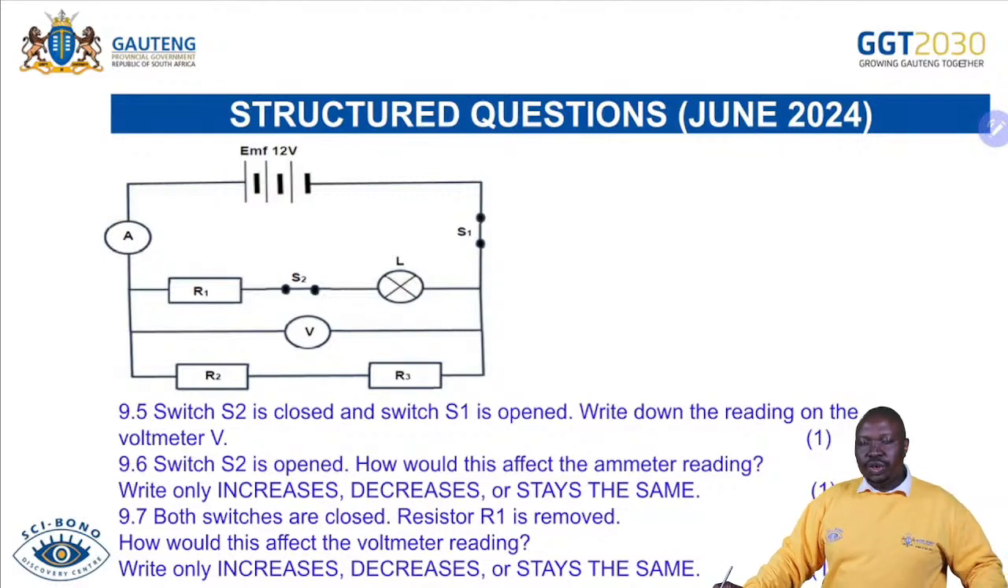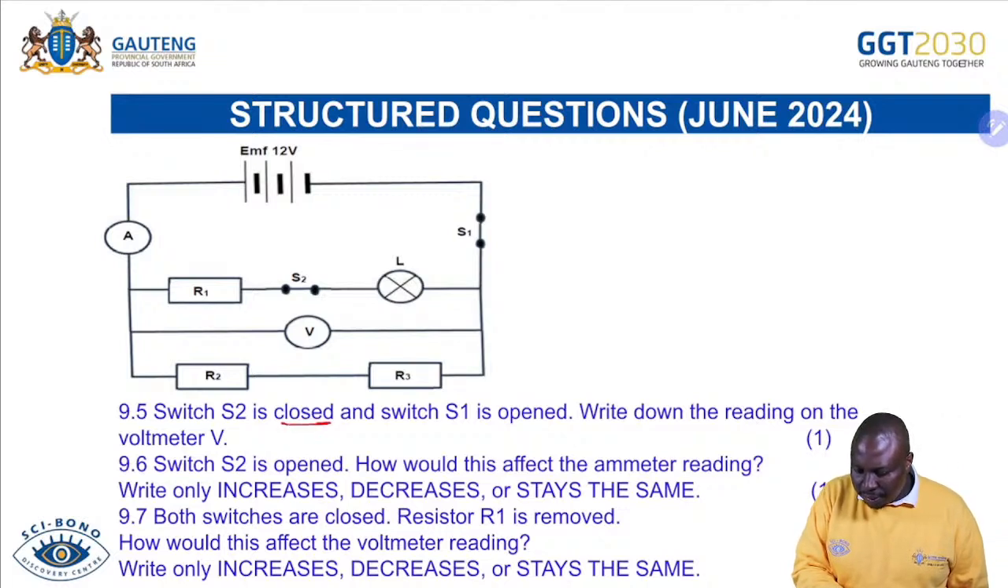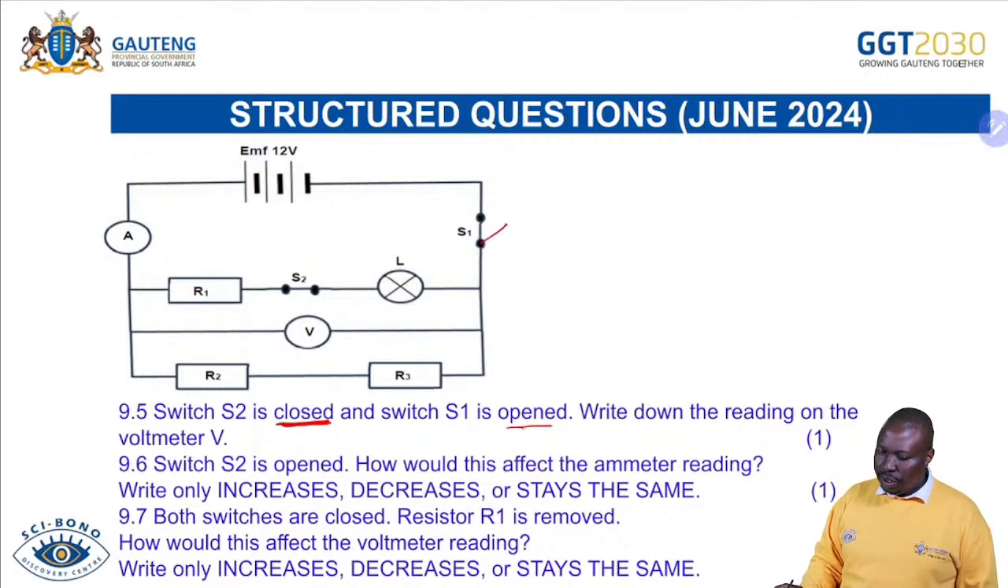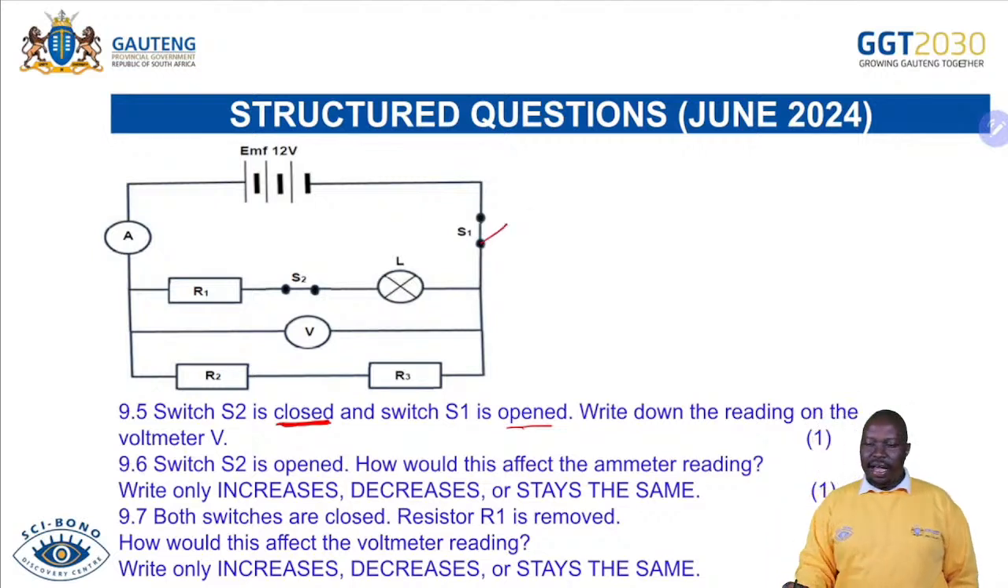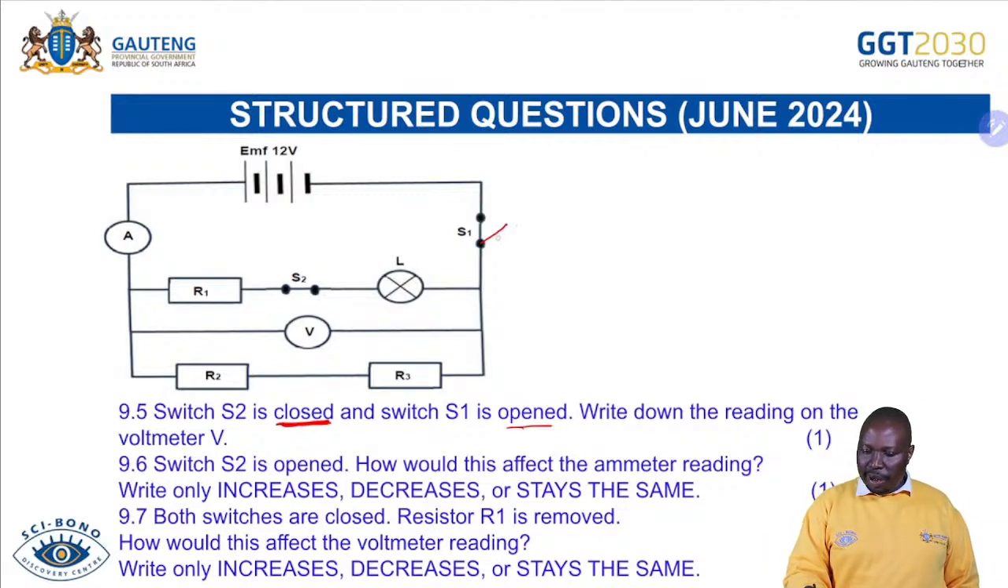Now we are saying switch S2 is closed, and switch S1 is open. So let's see the dynamics. That one open, that one closed. Write down the reading on the voltmeter V. So you can see that when we open switch S1, we now have the EMF here.